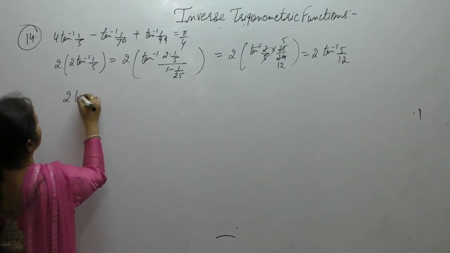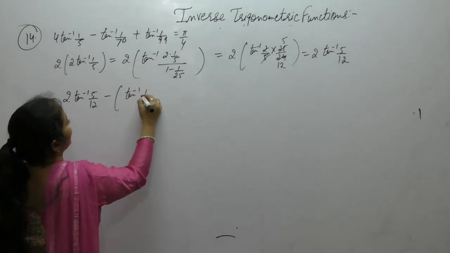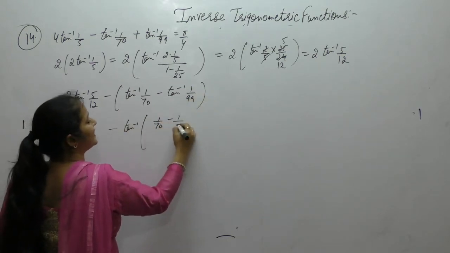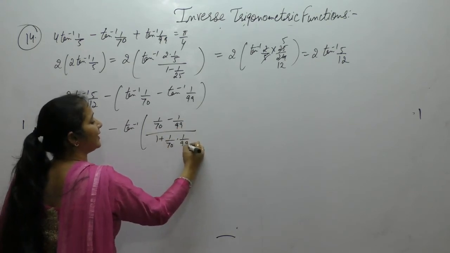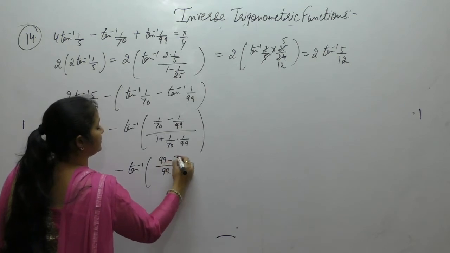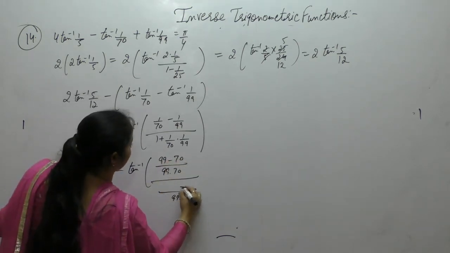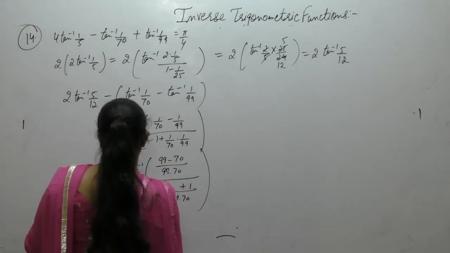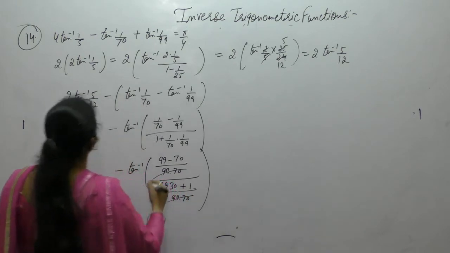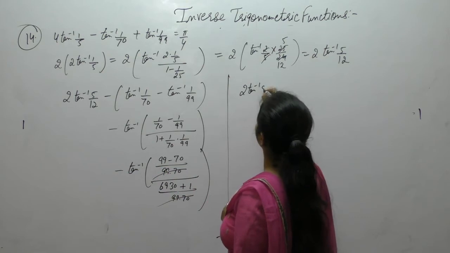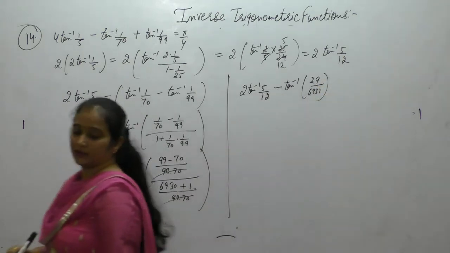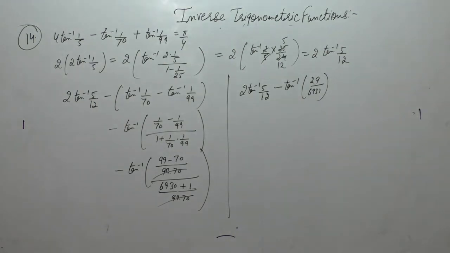Take negative common from here. Tan inverse x minus tan inverse y is equal to tan inverse x minus y upon 1 plus x into y. Clear? So this term we get as 99 into 70 plus 1, 99 into 70 is 6930. So we get it as 2 tan inverse 5 by 12 minus tan inverse 29 upon 6931.